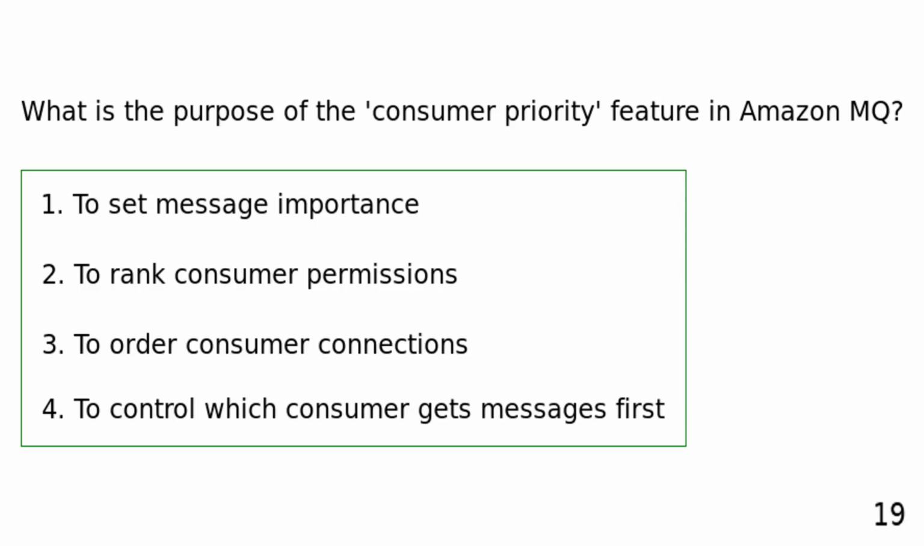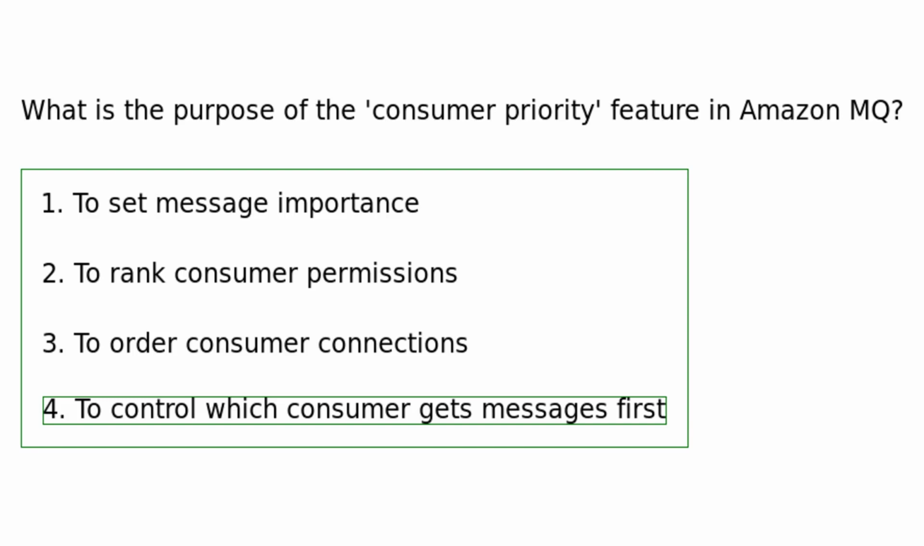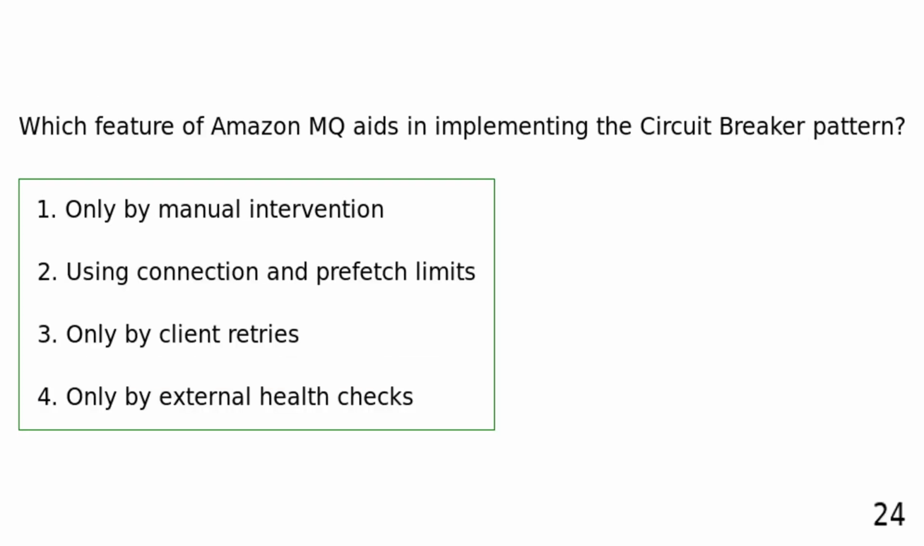What is the purpose of the consumer priority feature in Amazon MQ? To set message importance. To rank consumer permissions. To order consumer connections. To control which consumer gets messages first. Consumer priority in Amazon MQ lets you control which consumers get messages first from a queue, useful for handling high-priority consumers.